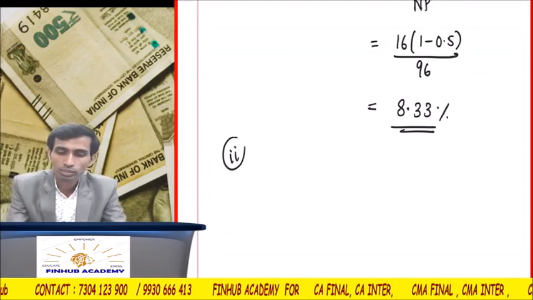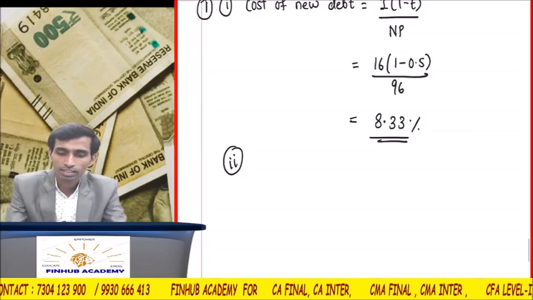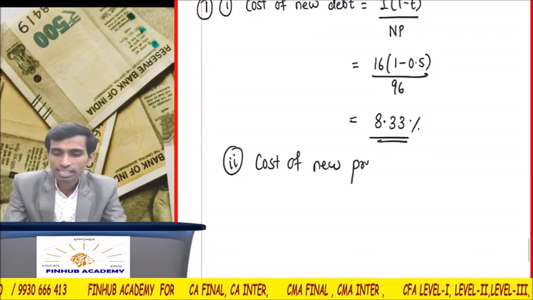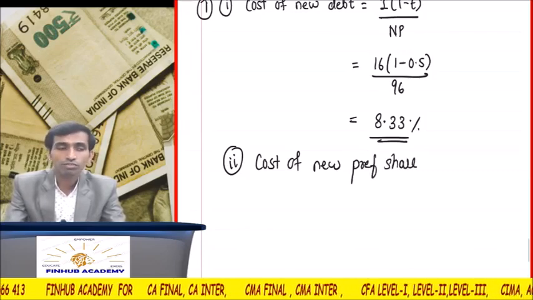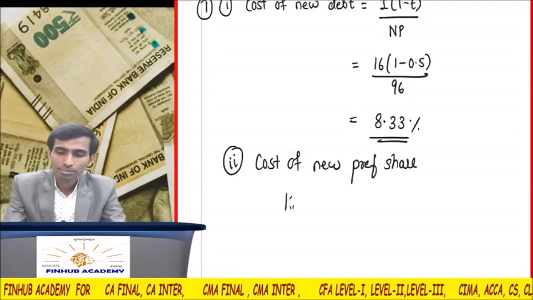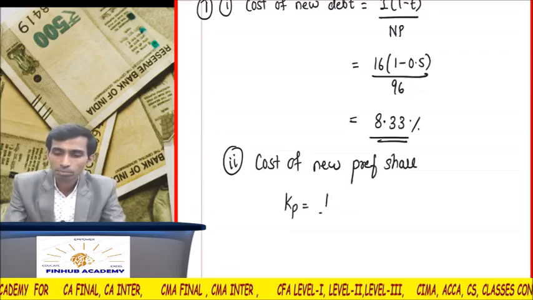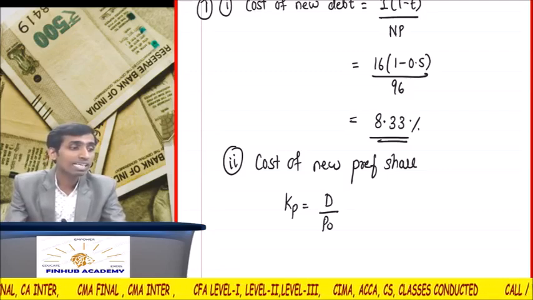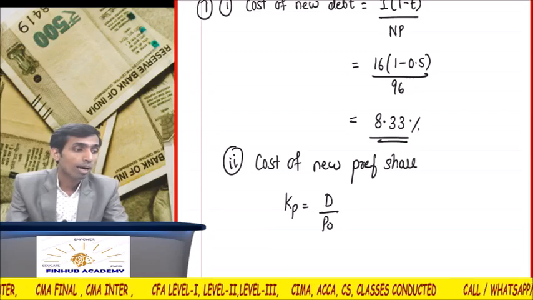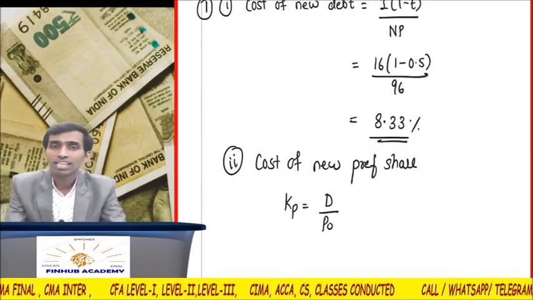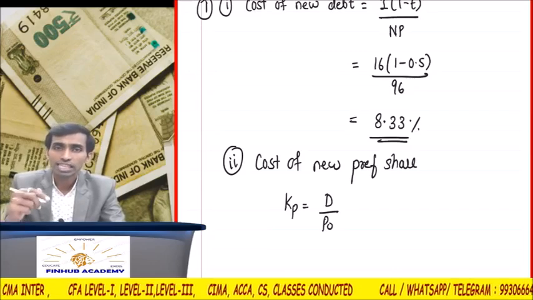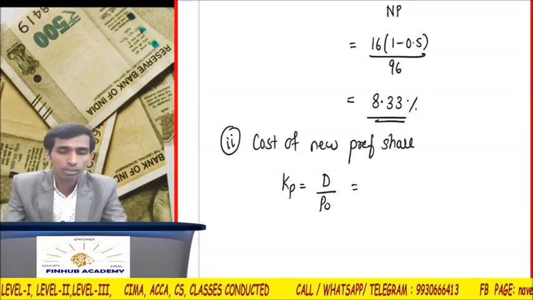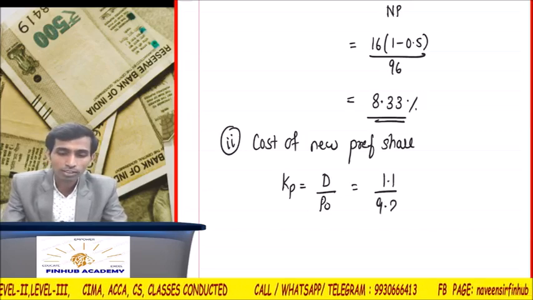Second, please copy, do it with me. I hope everybody is doing it. Cost of new preference share. KP will be what? D upon P0. Correct. They have not mentioned. See, preference share of rupees 9.20 with annual dividend of 1.1 per share was also issued. They are not saying anything about the life and all. So D upon P0. Irredeemable. Dividend is how much? 1.1. Price is how much? 9.2.